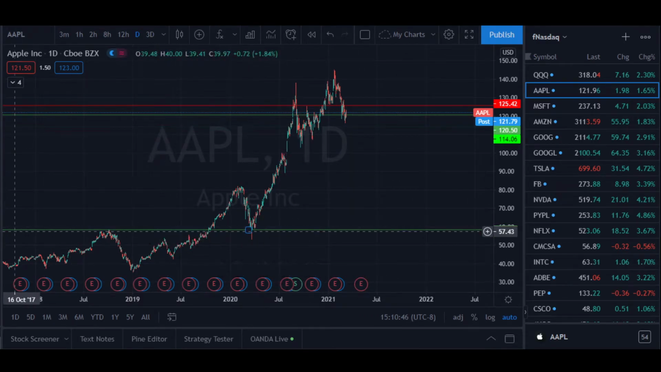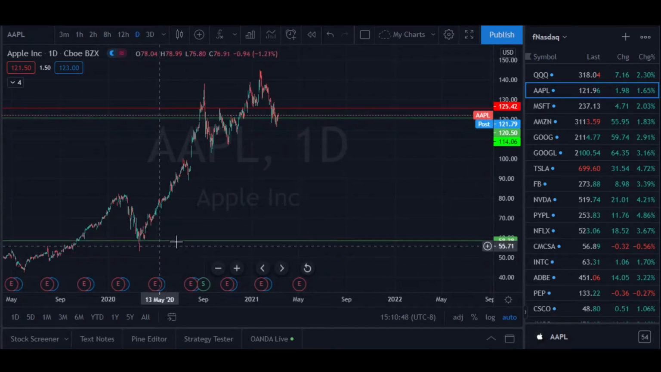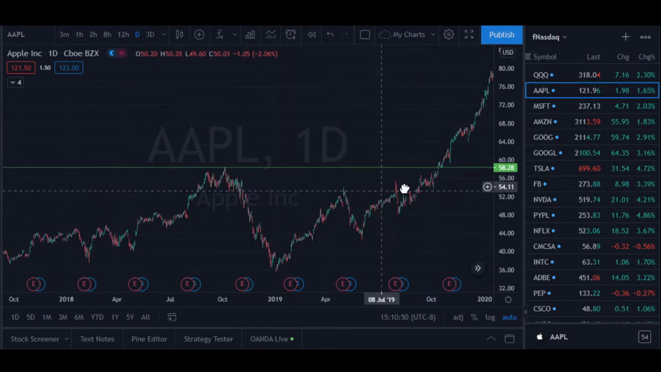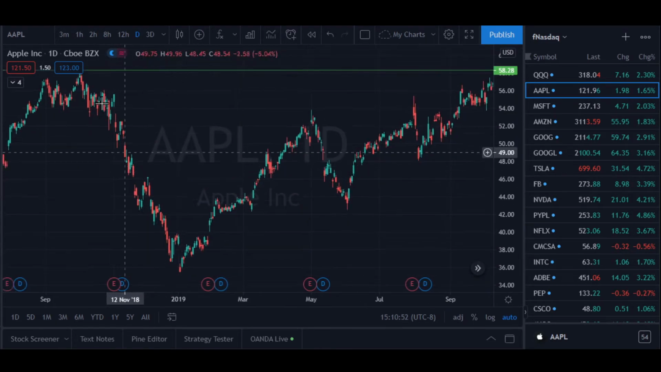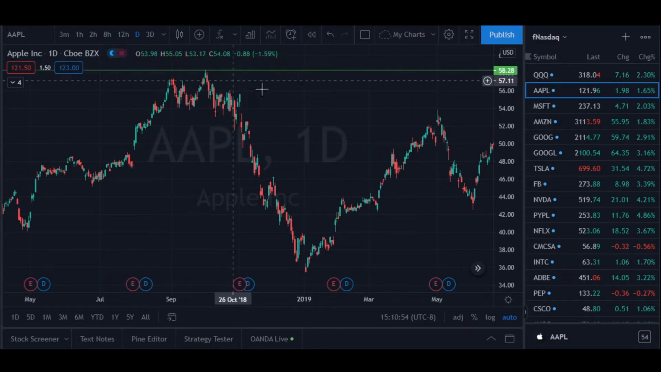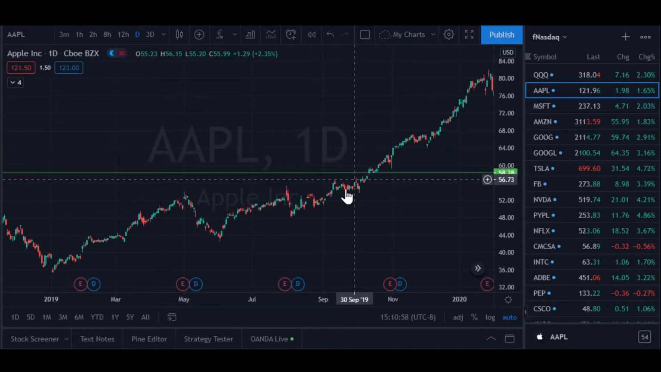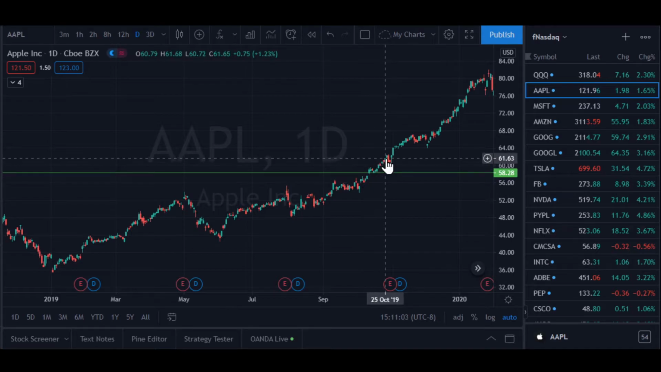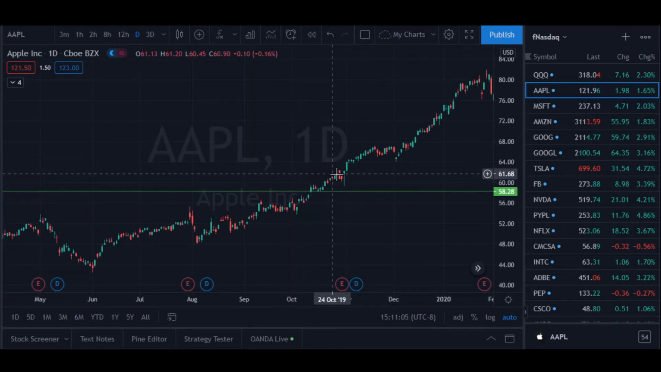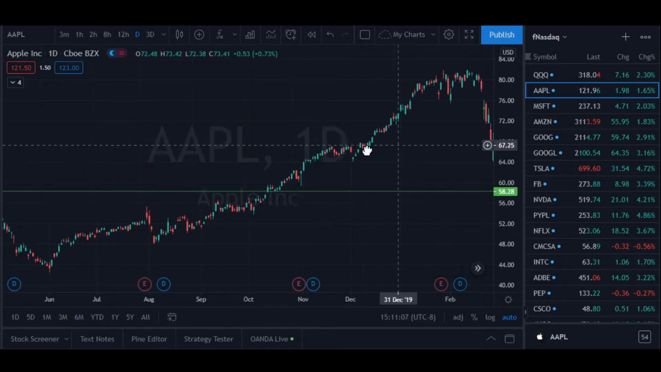So you can see, if we zoom in back here, we have this resistance, and then as we came back to test the resistance, it sort of consolidated right below it and then eventually worked its way up, came in for a retest, and then resumed off.